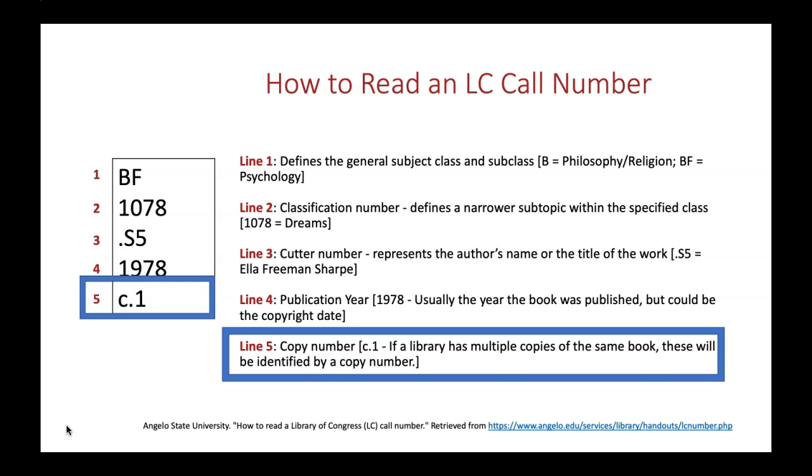Line 5 shows C.1, which stands for copy 1. This may be used when a library has multiple copies of the same item. This line, however, is not required to identify additional copies. Libraries can use a unique identifier, such as the barcode, to differentiate multiple copies held at a single location. This final line may also be used to indicate a volume number, such as V.3, or a format, such as DVD or MAP.